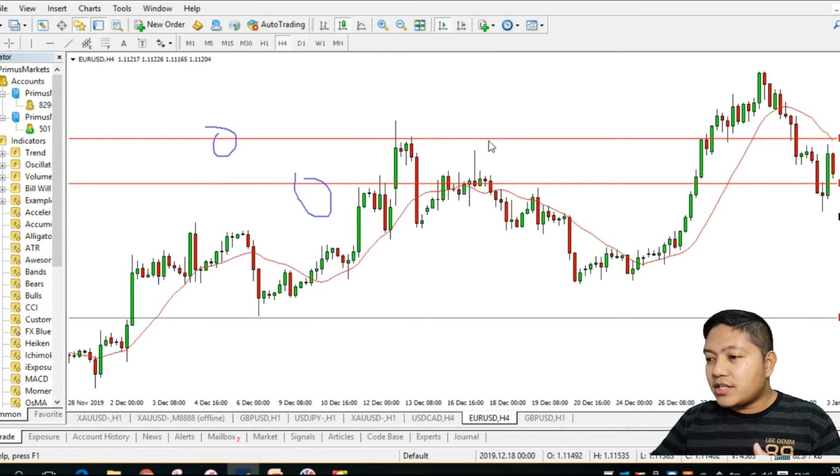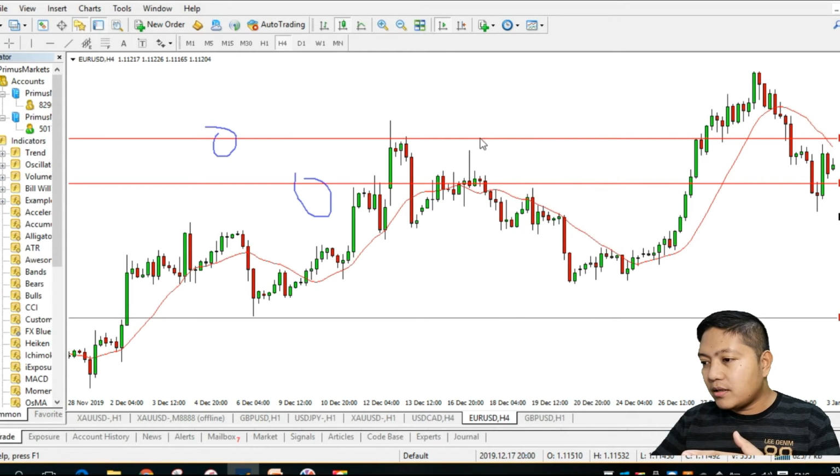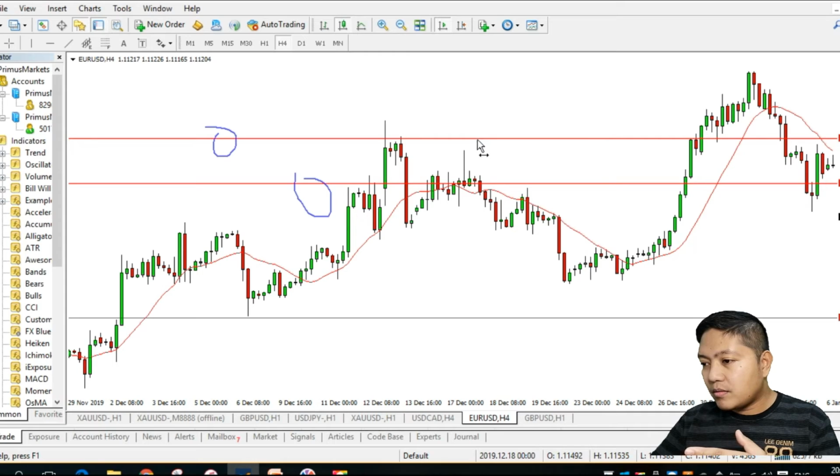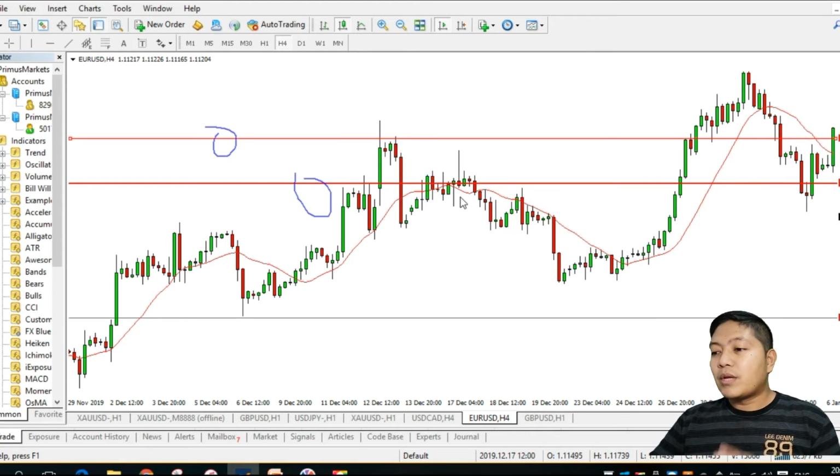So you're going to change this after the market goes down. I will change this one, and then the new stop loss will be here, right? This stop loss over here. So that is for bearish trading.